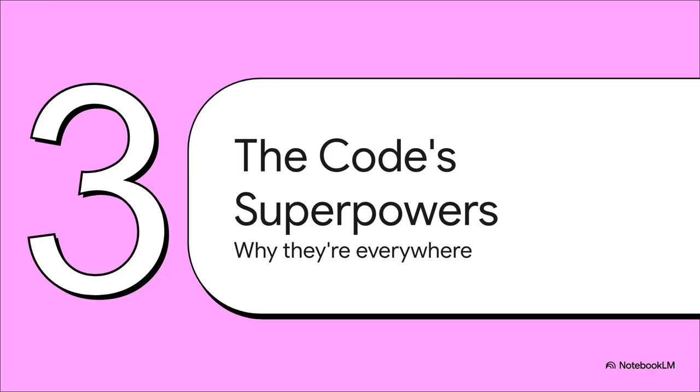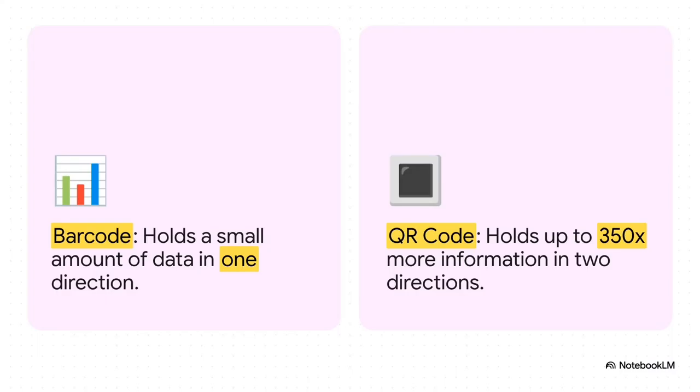Now, all of this clever design gives the QR code some serious superpowers. And that's exactly why they've just completely taken over. Let's just compare it to its ancestor, the old barcode. A barcode holds a tiny bit of information and only in one direction. But a QR code? It stores data both horizontally and vertically, which lets it hold up to 350 times more info. That's the difference between holding a simple product number and, say, an entire website address.